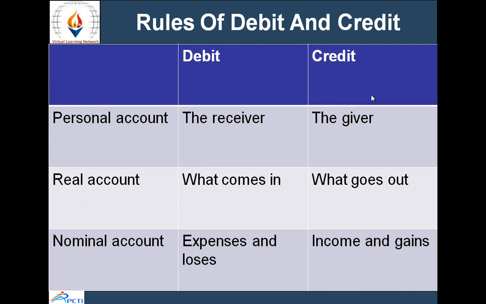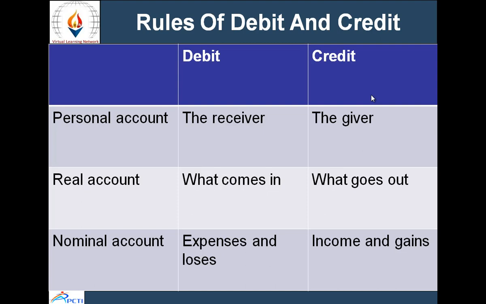Rule for personal account: debit the receiver, credit the giver. Example: cash paid to Mr. X. In this case, Mr. X will be debited because he is a receiver. Suppose we purchase goods from Mr. X. In this case, Mr. X will be credited since he is the giver of the goods.